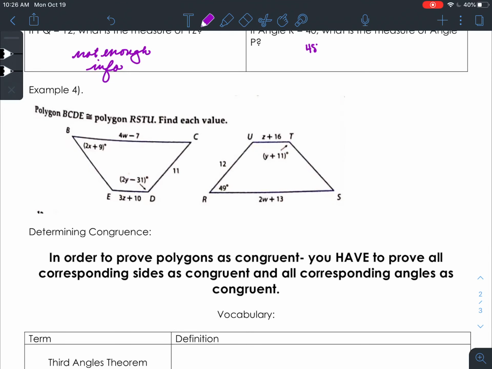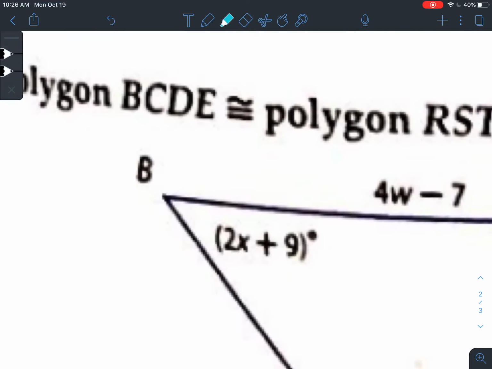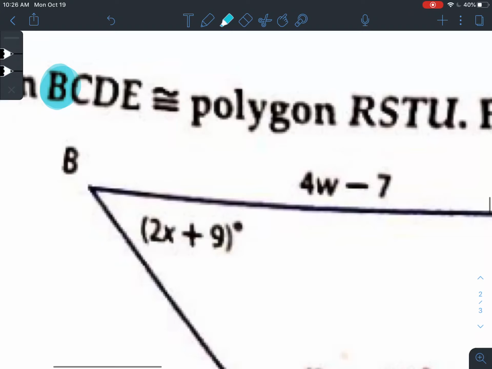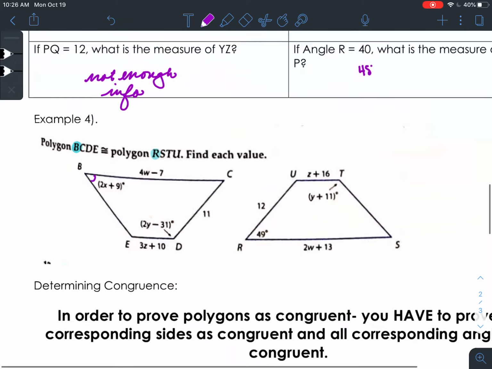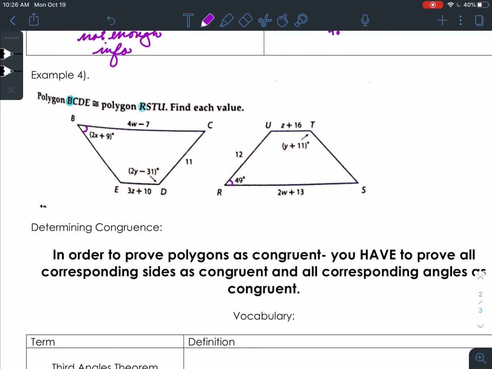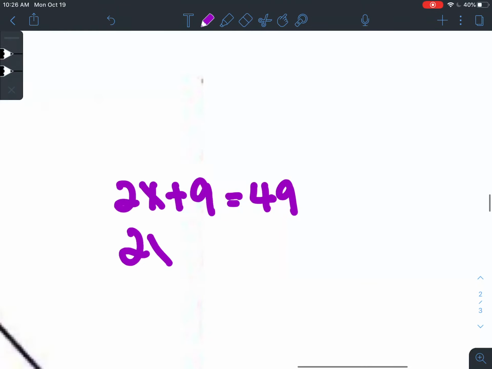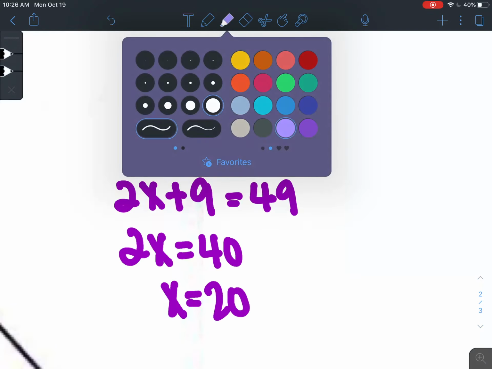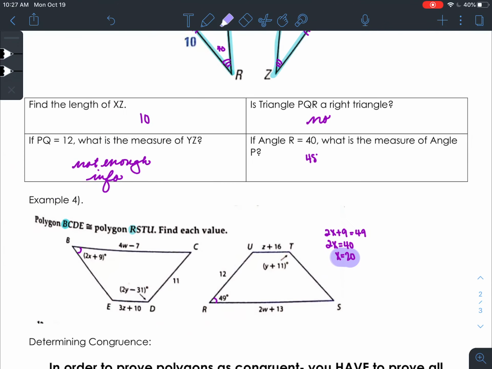This one says find each value. So I need to find X, Y, Z, and W. If we look at our congruency statement again, this time I have 4 letters because I have a quadrilateral. So let's start with B. B is congruent to R, so I'm going to mark that. To find X, all I'm going to do is set those equal to one another. So I'm going to do 2X plus 9 equals 49. I'm going to get 2X is equal to 40, which means that X is equal to 20. There's my first variable.